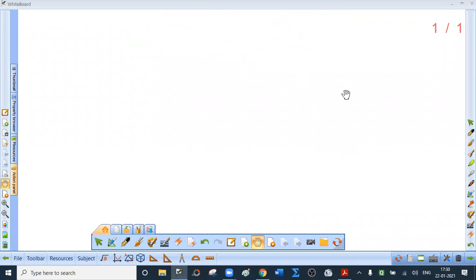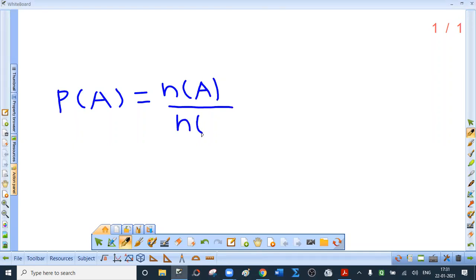Probability of an event A is denoted by P of A, and P of A is given by n of A upon n of S. That is, total number of sample points in favor of the event A upon total number of sample points in the sample space. It is say m upon n.